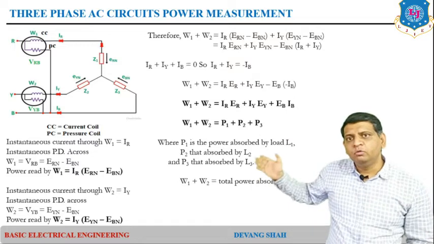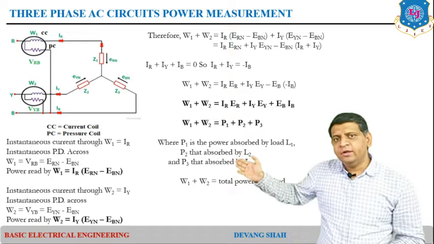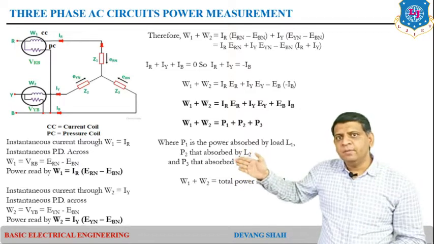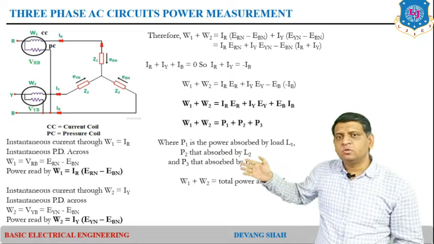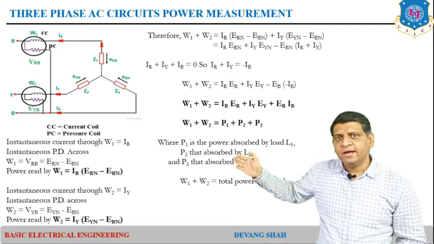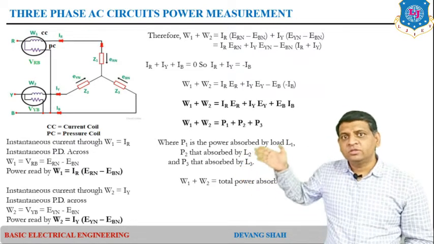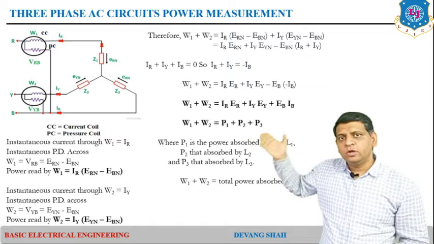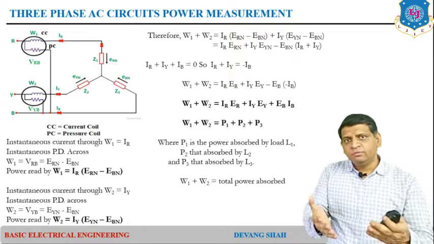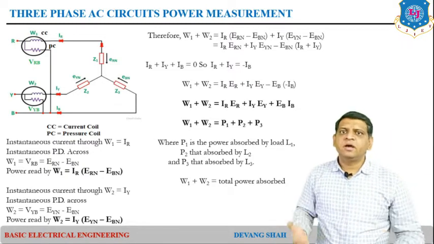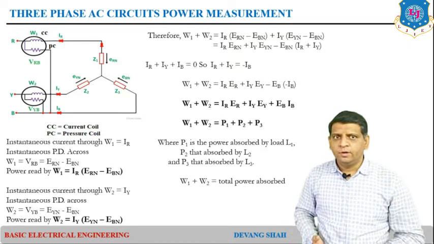You can find W1 plus W2 is equal to IR into ERN plus IY into EYN minus EBN into (minus IB), and that is minus minus plus. So W1 plus W2 is equal to IR into ERN plus IY into EYN plus IB into EBN. Now see, this same equation you already found using the 3 wattmeter method. So using the 2 wattmeter method you find even the total power. That is why we employ the 2 wattmeter method, where there is a saving of 1 wattmeter. So it is a cost saving.